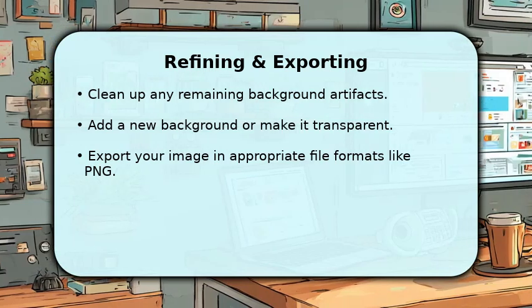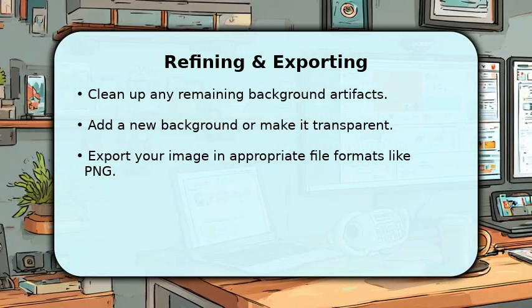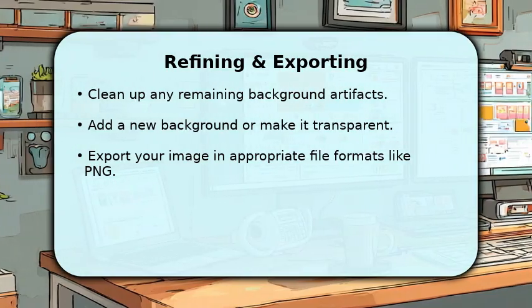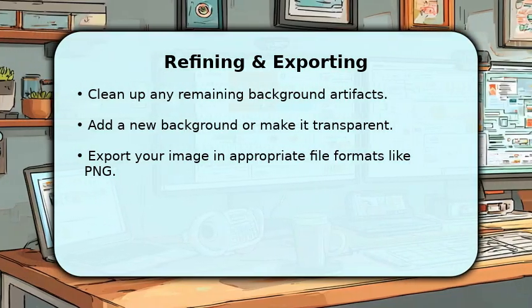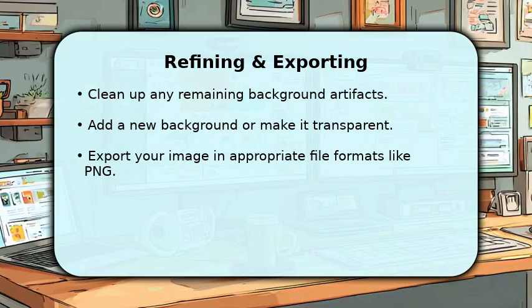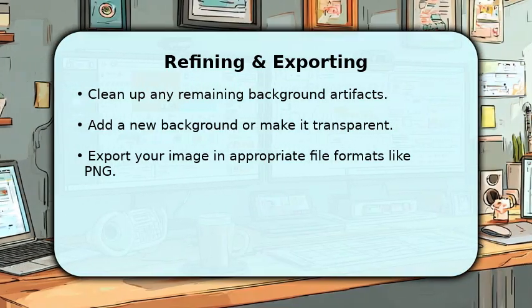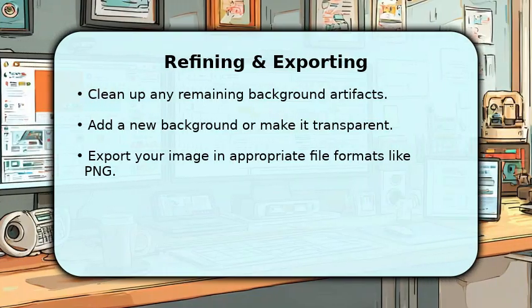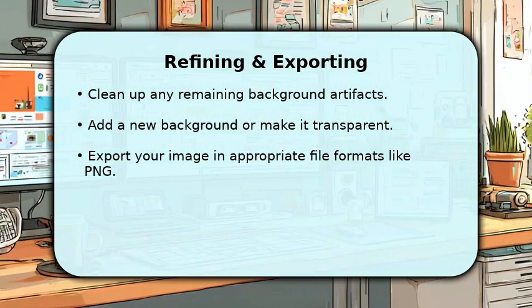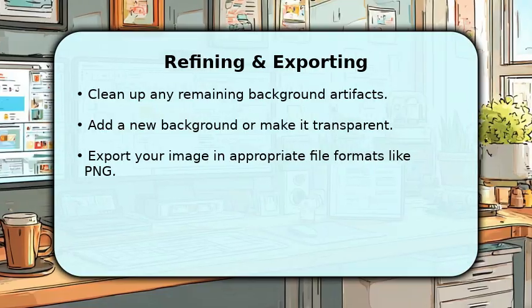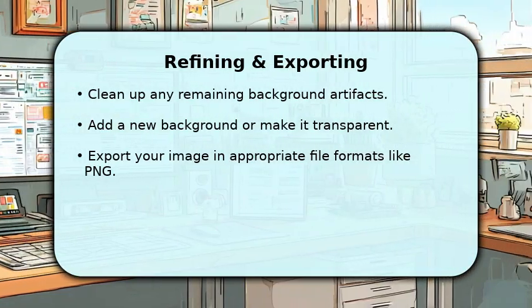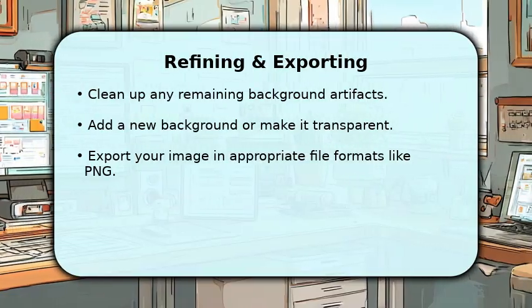Once the background is removed, the next step is refinement. Carefully zoom into 100% to check for any stray pixels or small artifacts that might remain. You can then add a new, vibrant background or simply leave it transparent for versatile use. Finally, export your masterpiece. For transparency, always choose a file format like PNG. For images with a new background, JPEG is often suitable, ensuring high quality.